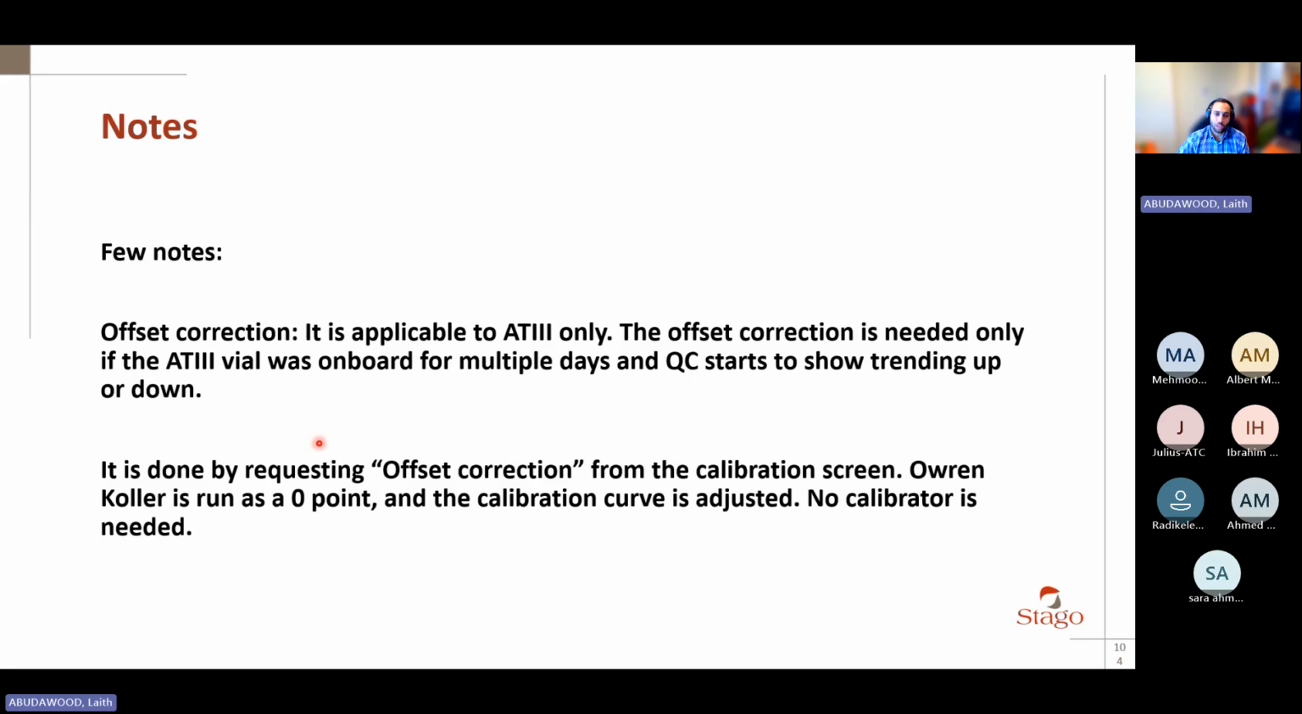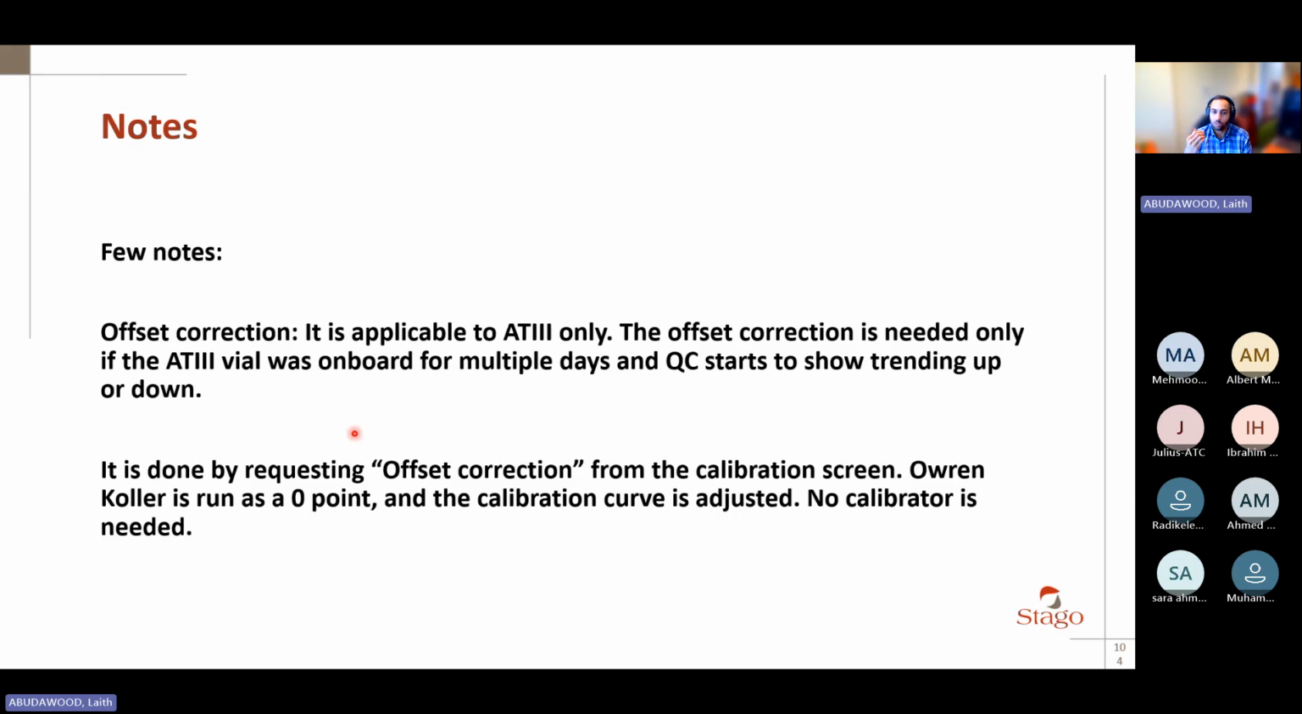Now, when you work with antithrombin 3 on the Max Generation, you will see something called offset correction. Offset correction means you use orange color and run it again at the 0% point of the antithrombin 3. Remember the calibration curve that I've shown you for antithrombin 3? There was an assigned value of 0. That's actually not a calibrator. The machine is using orange color and we put it at 0 because there is no antithrombin in orange color.